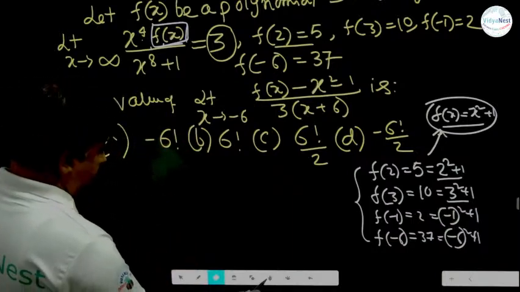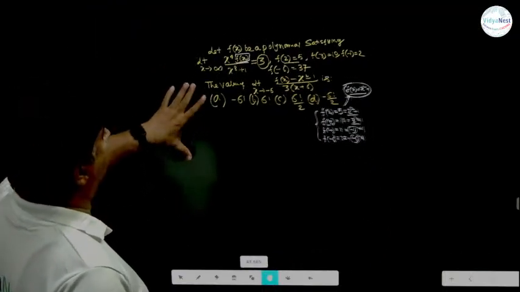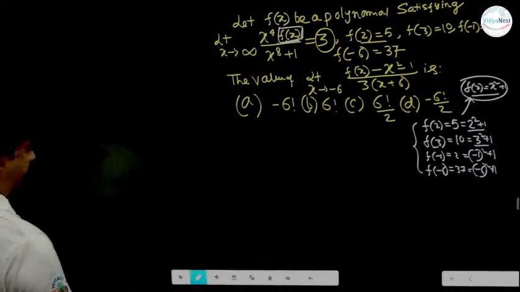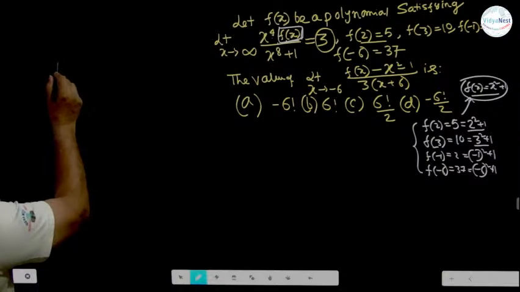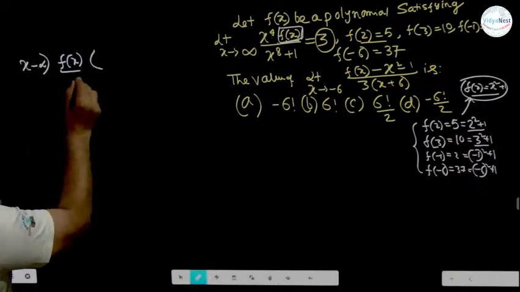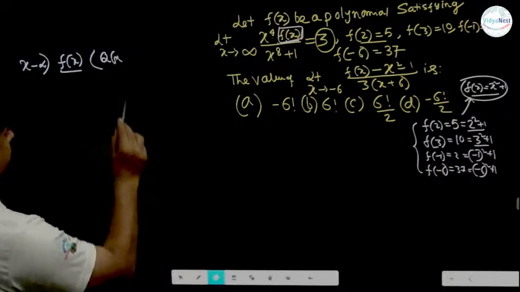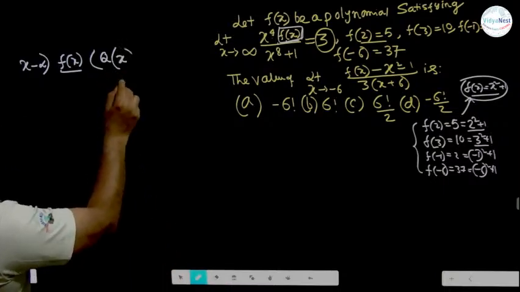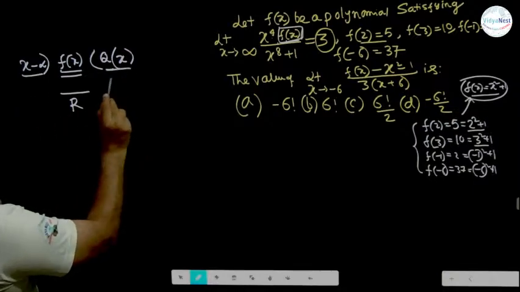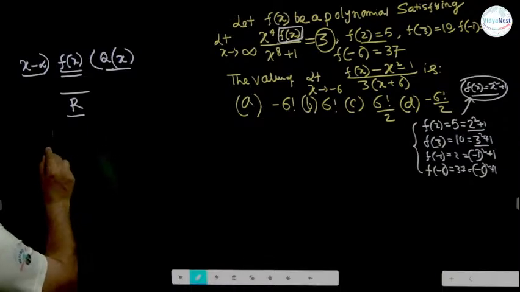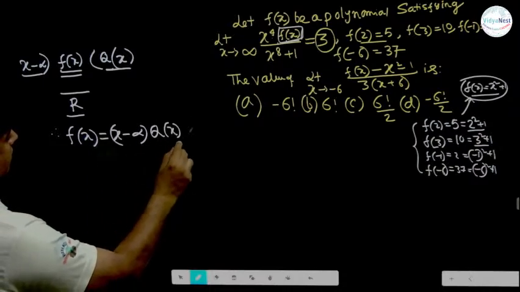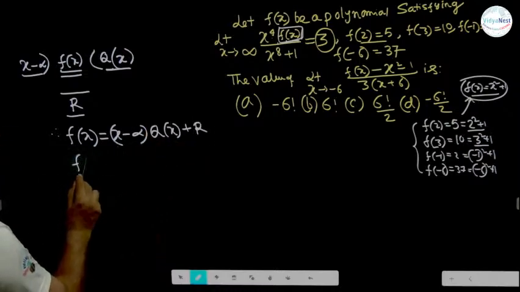You go back to the concept of division which you were taught in junior class. See, suppose you are dividing f(x) by x minus alpha with quotient q(x) and remainder r. Do you remember in childhood you were taught in this way? Dividend is equal to divisor into quotient plus remainder. Yes or no? So dividend is equal to divisor into quotient plus remainder.